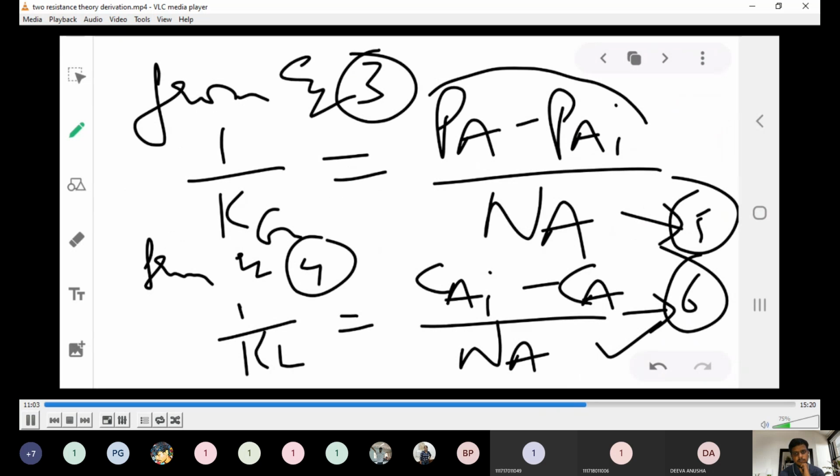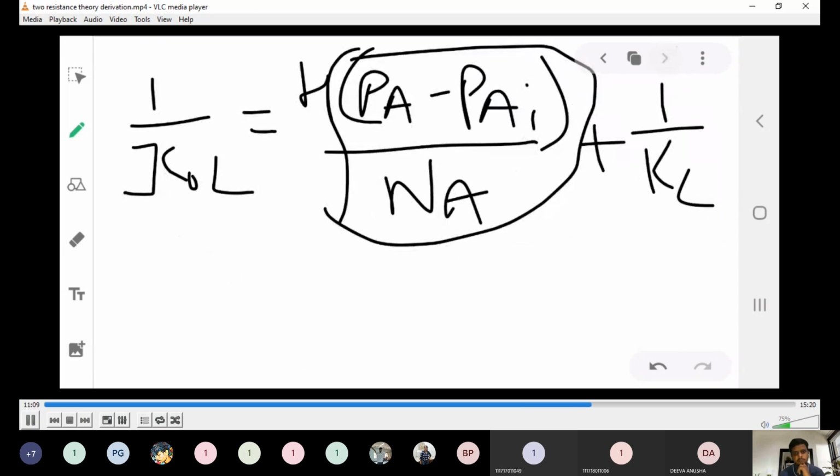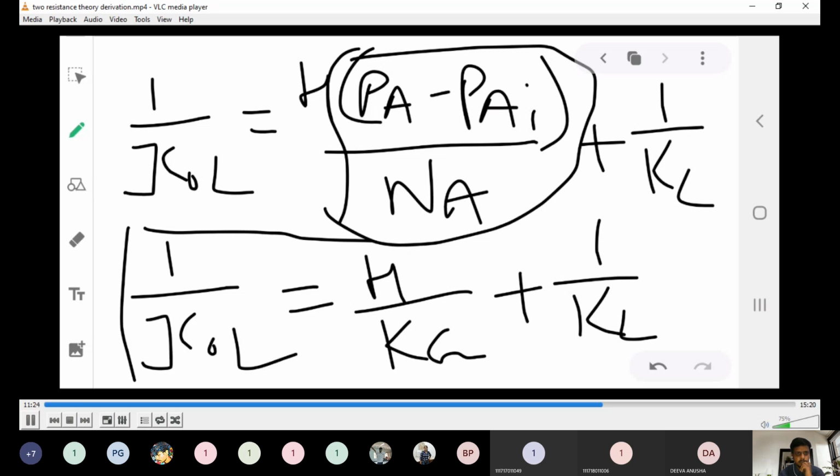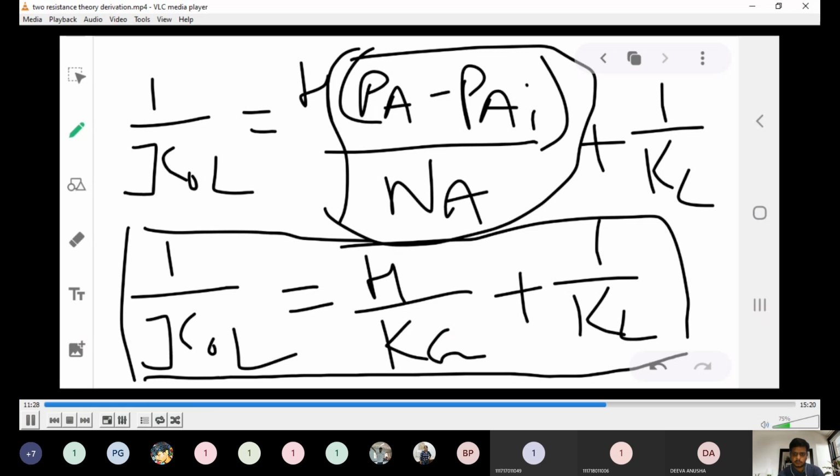So PA minus PAI by NA is equal to 1 by kg from equation 5. It is 1 by kg. So we can write plus 1 by kg. So this is the relationship between the overall mass transfer coefficient in the liquid phase and the individual mass transfer coefficients in both the phases.